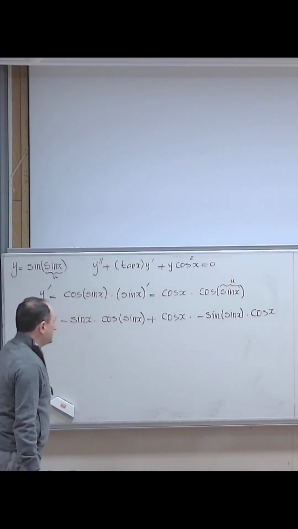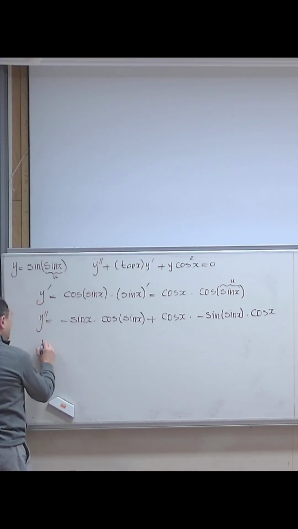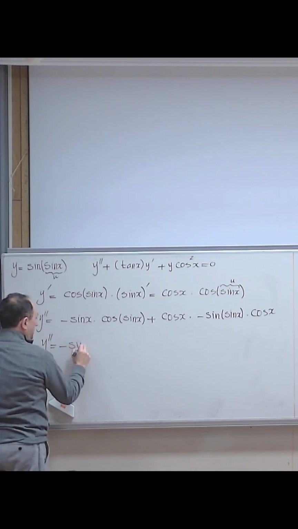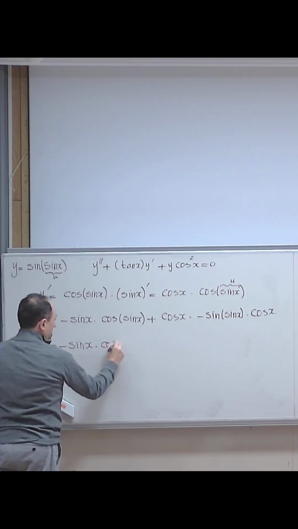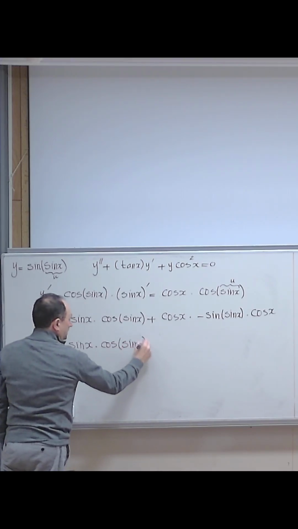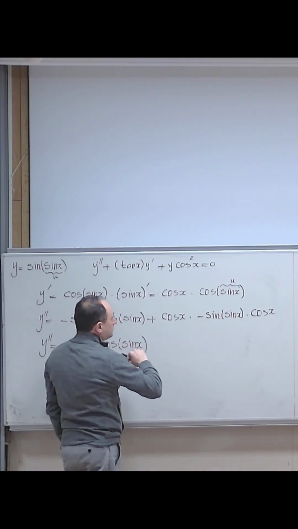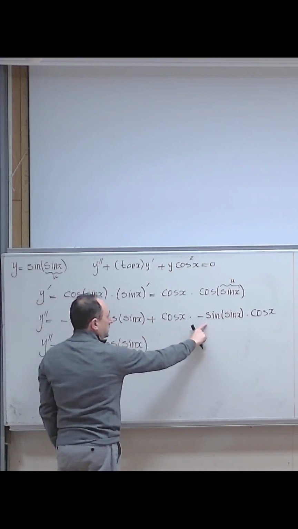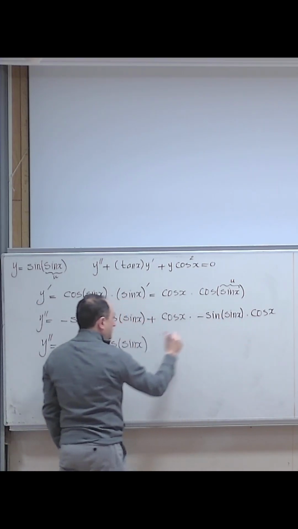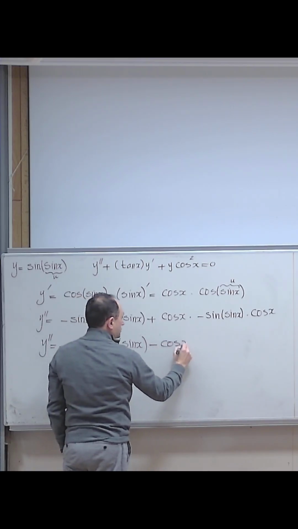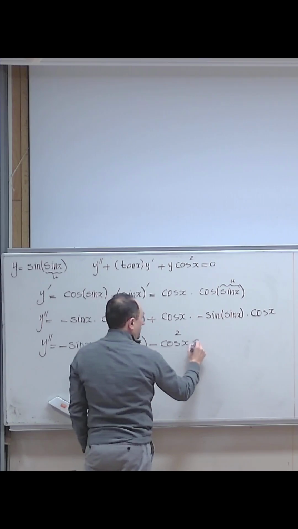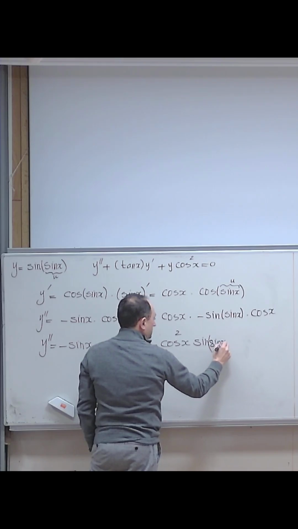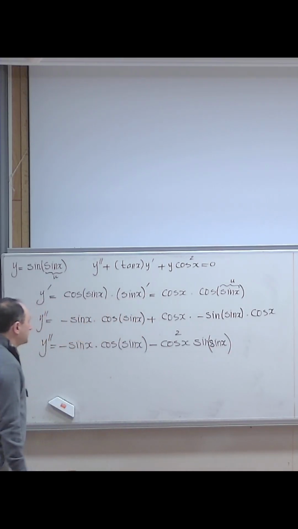Let me write this a little bit more organized. So y double prime becomes equal. I mean, this is good enough, so let me just copy and paste. But this one, I have a minus sign here. I have a cosine here and cosine there, so it becomes minus cosine x squared. And then I have sine of sine x. This is my second derivative.